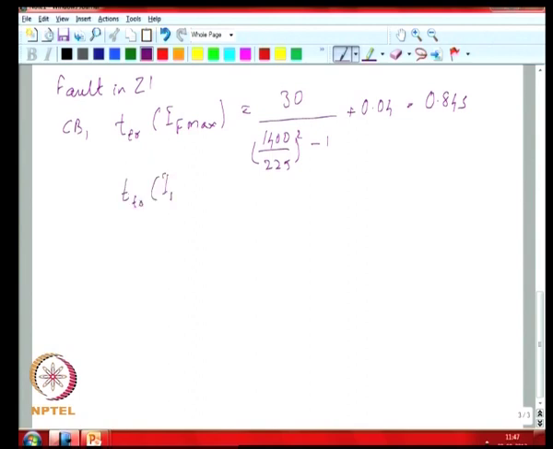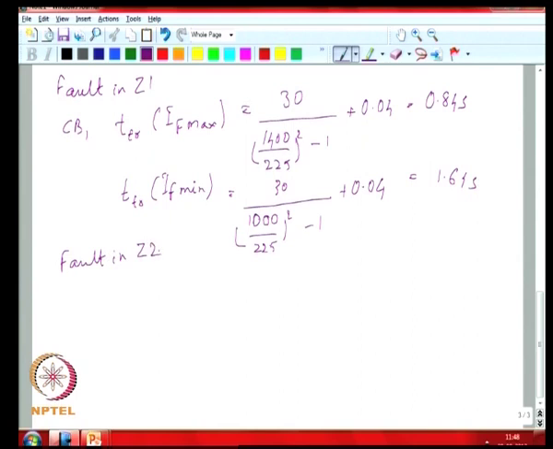If you look at the trip time at your IF min, you can do the calculations, it will be 1.64 seconds. The current level is 1000 amps in this case. So, it is 30 divided by the corresponding term. If there is a fault in zone 1, CB1 has to operate. For a fault in zone 2, essentially circuit breaker 2 has to operate.